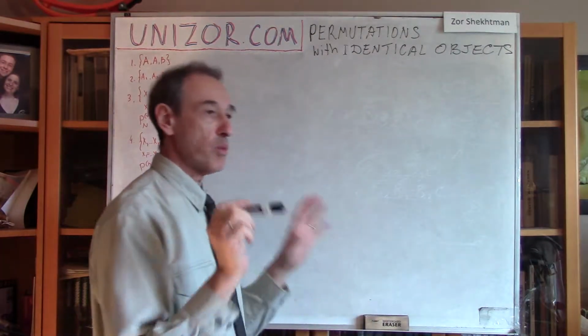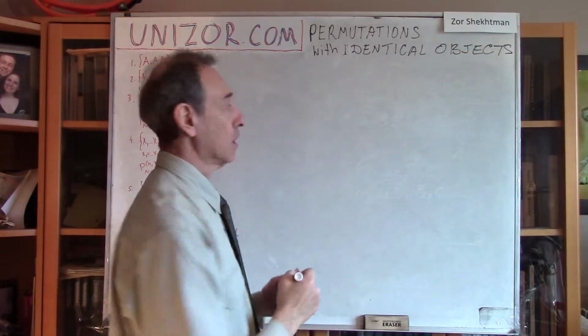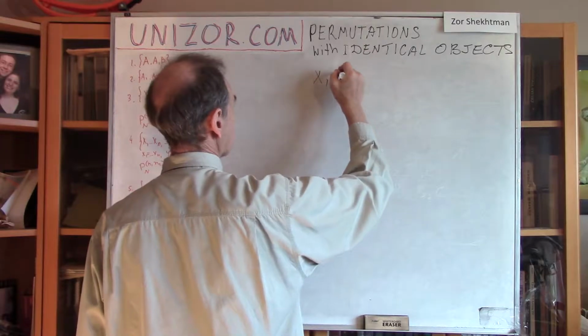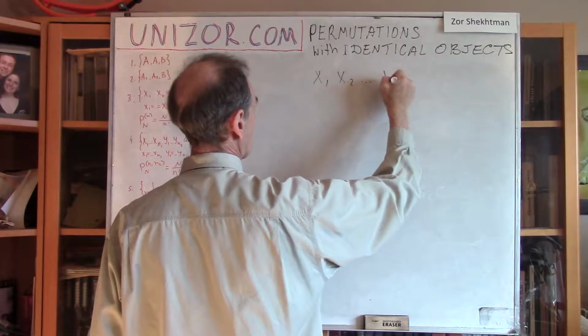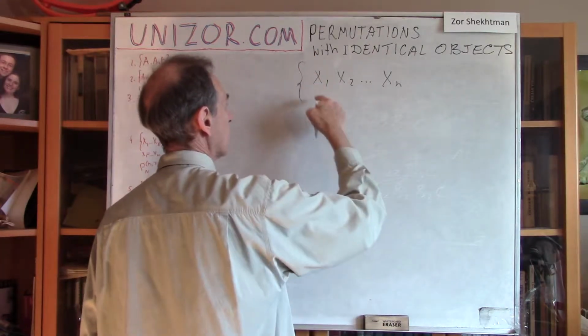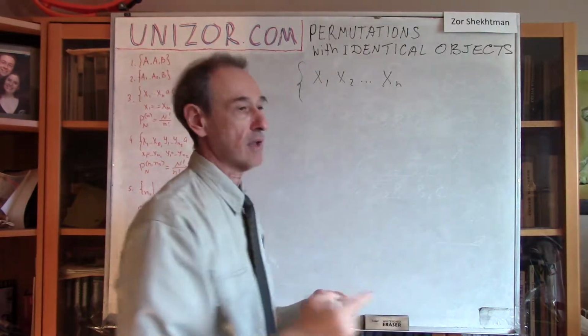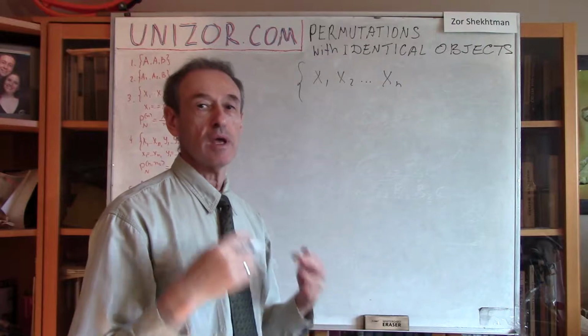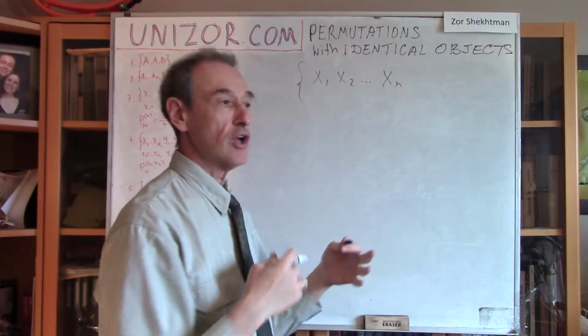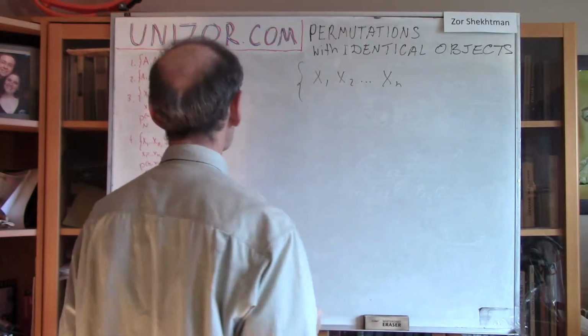Let's go back to only one group of identical characters, but in this case we will consider there are many of them. So I'll use the indices: x1 and x2, etc., and xn are exactly the same object. These are indistinguishable. I'm just using an index to show the point which I would like.